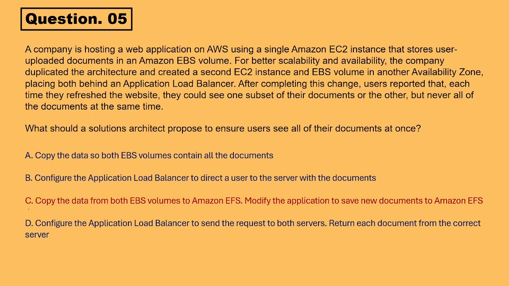Correct answer here will be option C. Copy the data from the EBS, that is from both the EBS, because data is distributed in both the EBS, to Amazon EFS. Modify the application to save new documents to Amazon EFS. And why is that? Because when the keyword concurrent or at the same time is there, then Amazon EFS will be the correct answer. Because the thing is that EFS can be shared by both the instances, but not the EBS volumes. Due to that reason, EFS will be the correct answer over here.